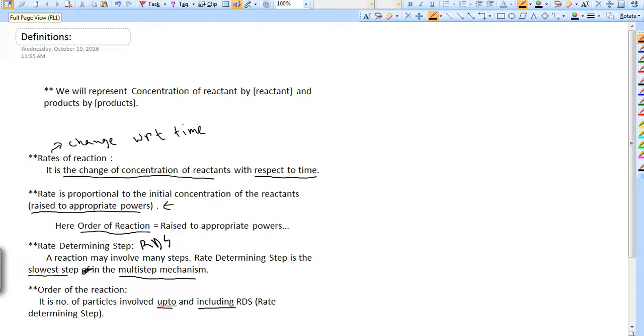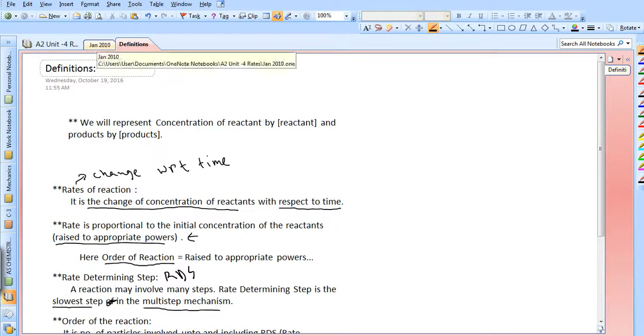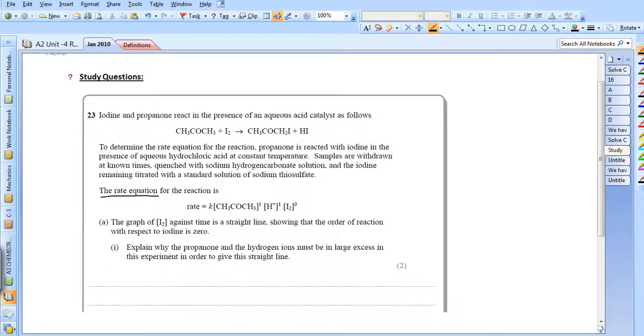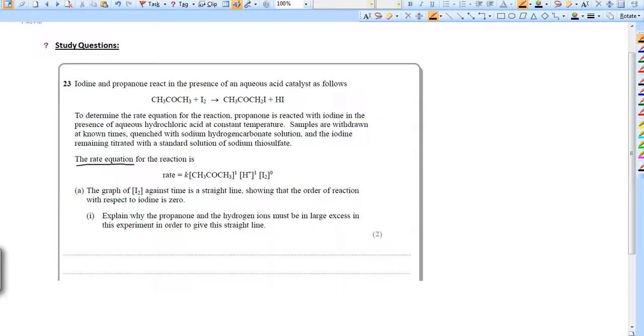So let us get back to the topic. Now let us examine this question. Here we have taken iodine and propanone to react together. We have also been given H plus as a catalyst.